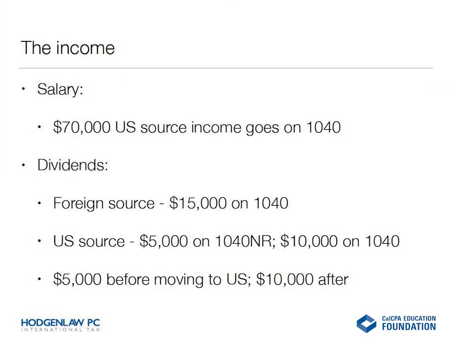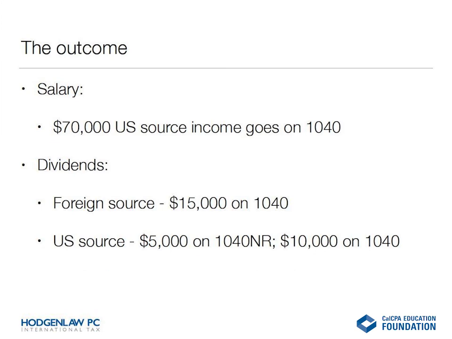So the salary, the $70,000 earned after moving to the U.S. is going to go on the 1040, and this is because of the basic sourcing rule that says services income is sourced to where you perform the services. So before she moved to the U.S., she was performing the services outside the U.S., so it was not U.S. source income. After she moved to the U.S., she's performing the services in the U.S., and she's a tax resident for that period, so that, of course, is going to be reportable income on her 1040.